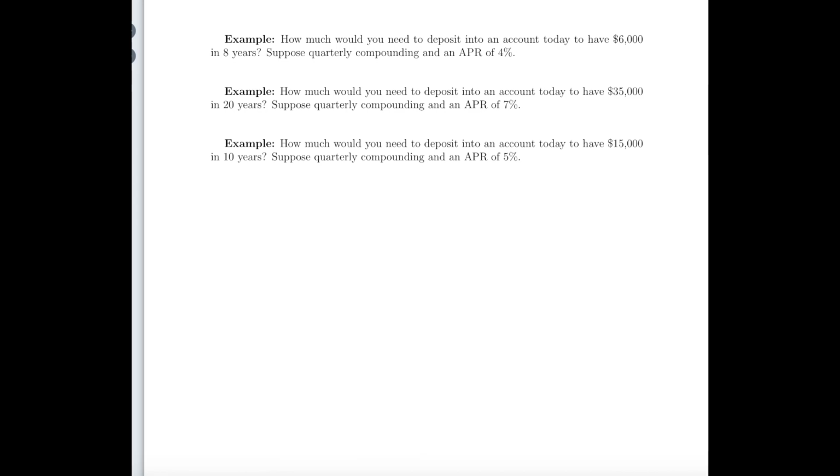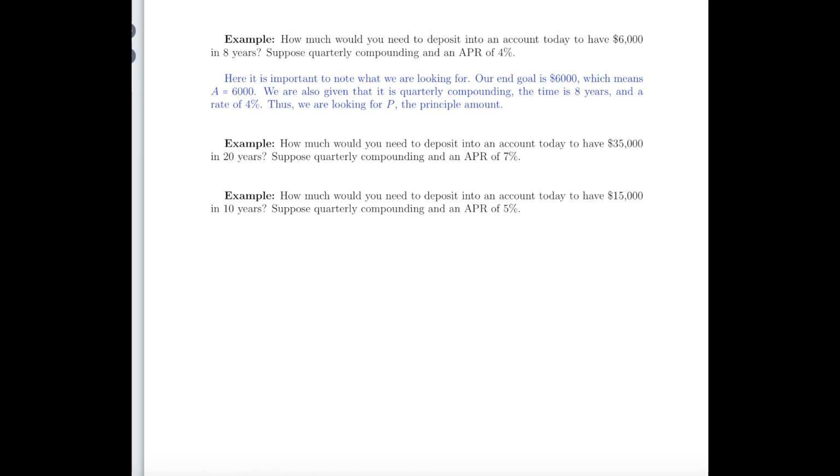So the first example says, how much would you need to deposit into an account today to have $6,000 in 8 years? Suppose quarterly compounding and an APR of 4%. So what's very important is when we're reading this problem, we notice what our letters are. So we have accumulated balance, we have A, P, APR, and T. So our APR is 4%, our time is 8 years, but that $6,000, it's actually our accumulated balance.